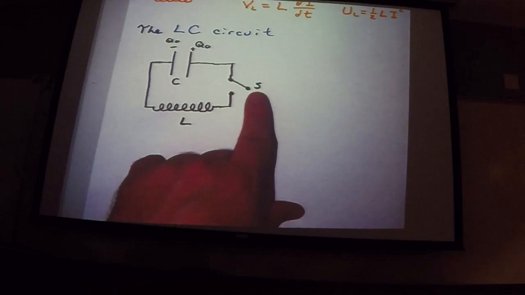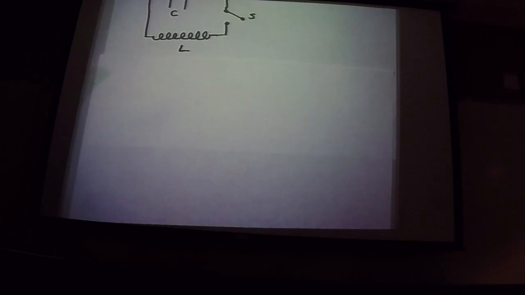Is that a J or a 3? Huh? J? That's an S. It's a switch, S. Oh.